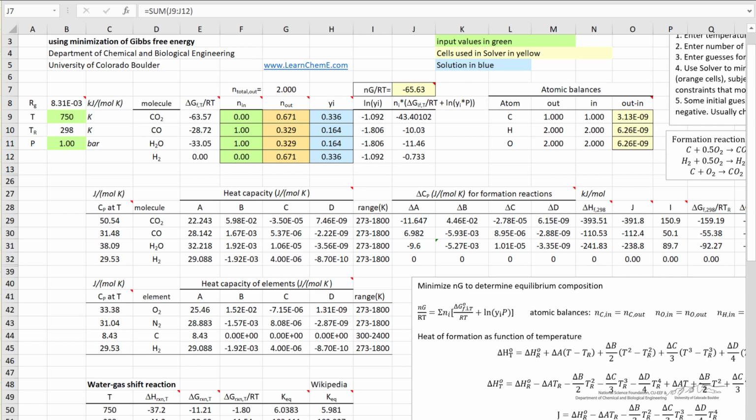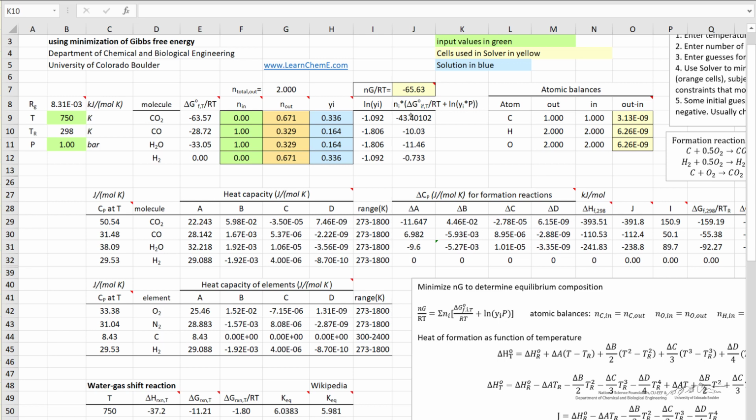The rest of the spreadsheet has the heat capacities that allow us to calculate delta H as a function of temperature and calculate delta G. The delta G's then are in column E. These are delta G's of formation for each of the components at standard conditions. The minimization, you can see, is in cell J8. We're looking at the delta G of formation at standard conditions divided by RT, and this log of mole fraction times pressure. For this reaction, pressure is not going to change anything because 2 moles react to 2 moles. So the same answer would be obtained if we were at 10 bar pressure, for example, assuming still ideal gases.